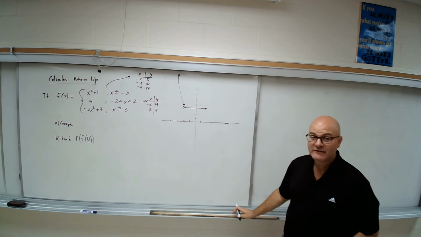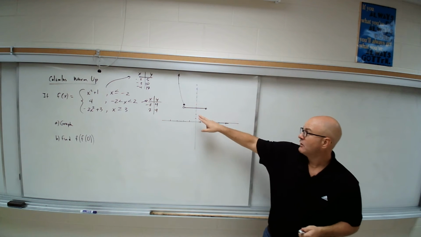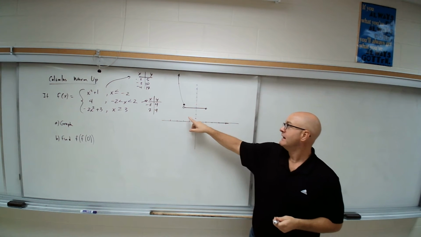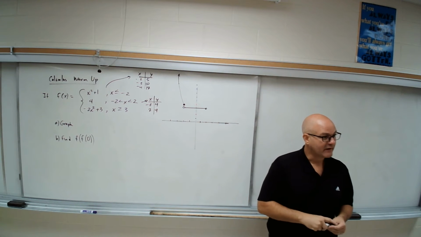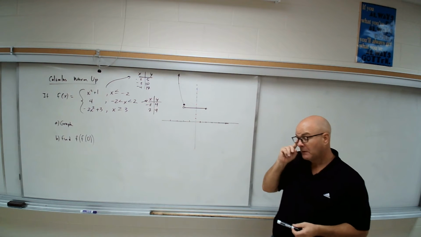So it should be obvious here by our use of closed and open circles that if we're asked what's f of -2, we would obviously go to the closed circle and say 5. Right? We wouldn't go to the open circle.